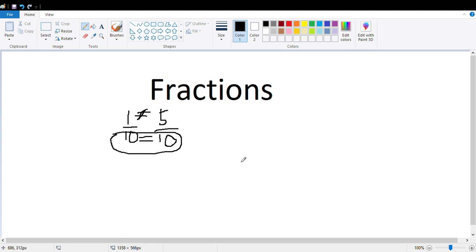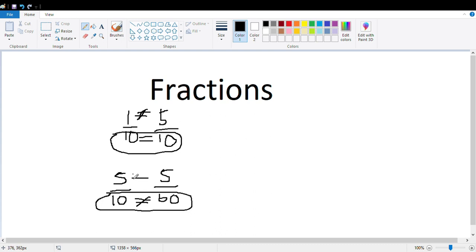Now let's take an unlike fraction. Let's take 5/10 and 5/60. These are unlike fractions because the denominators are unlike. They are not the same.